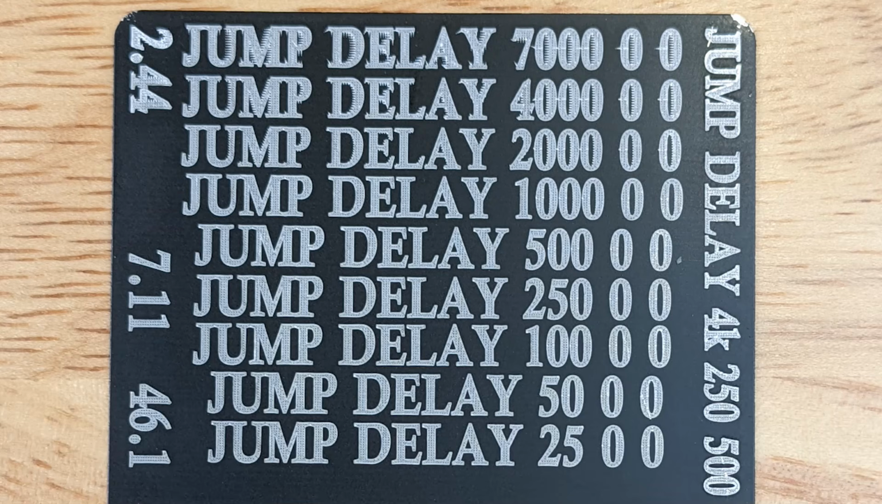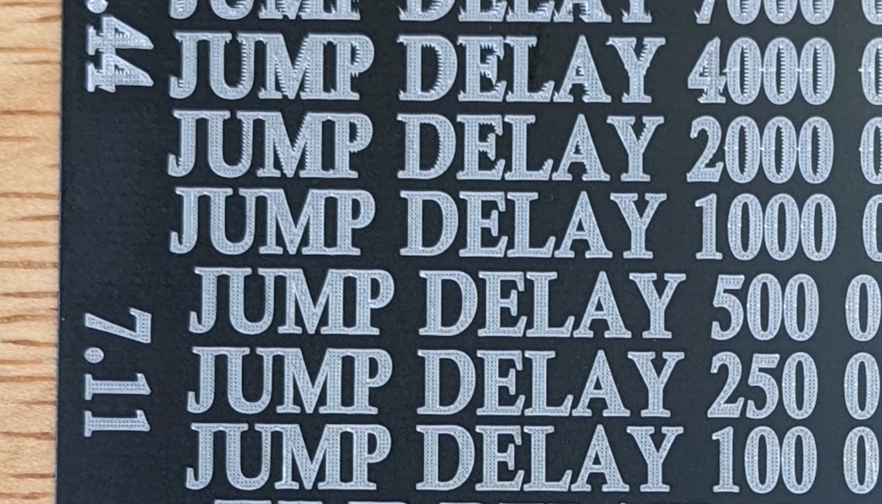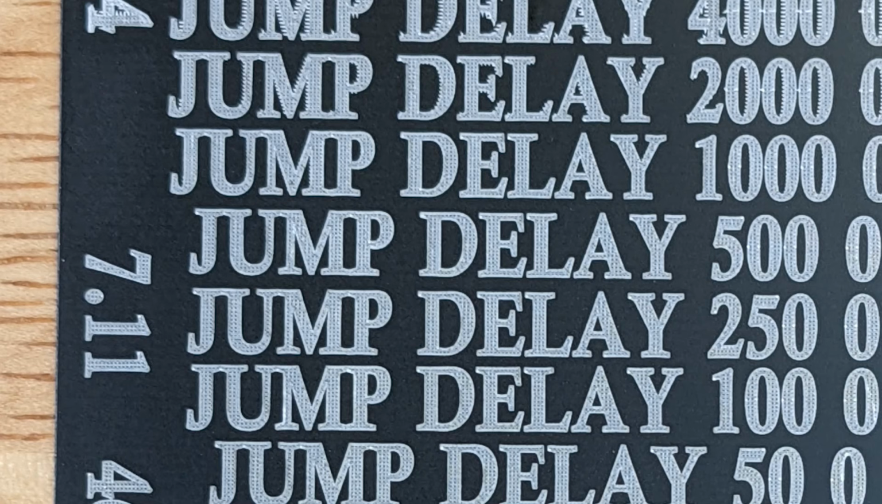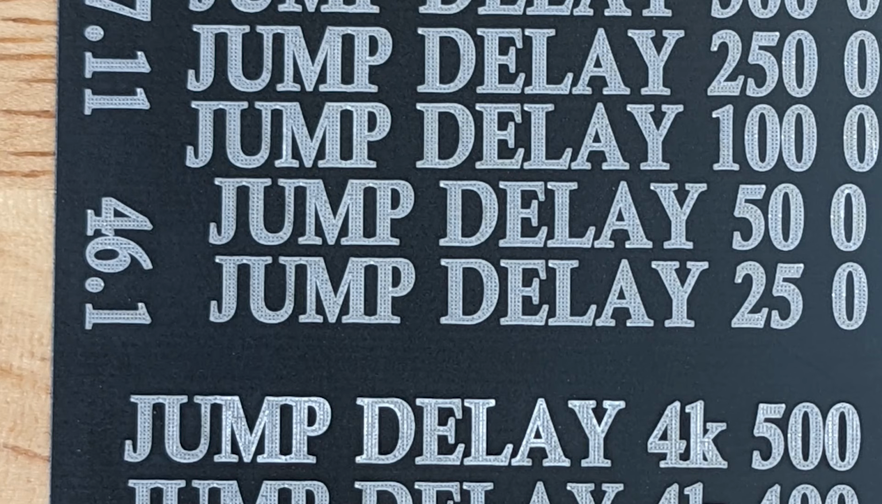Well, unfortunately, it's not that simple. An ultra low jump speed comes at a major cost when it comes to our job runtime. For each speed increment, I marked a bit of sample text and recorded the job time. At 7,000 millimeters per second jump speed, we see a runtime of 2.44 seconds for our sample text. It's pretty quick. Around a jump speed of 250, that time increases to 7 seconds. At our slowest jump speed of 25, the same exact job takes a painfully slow 46.1 seconds to complete.